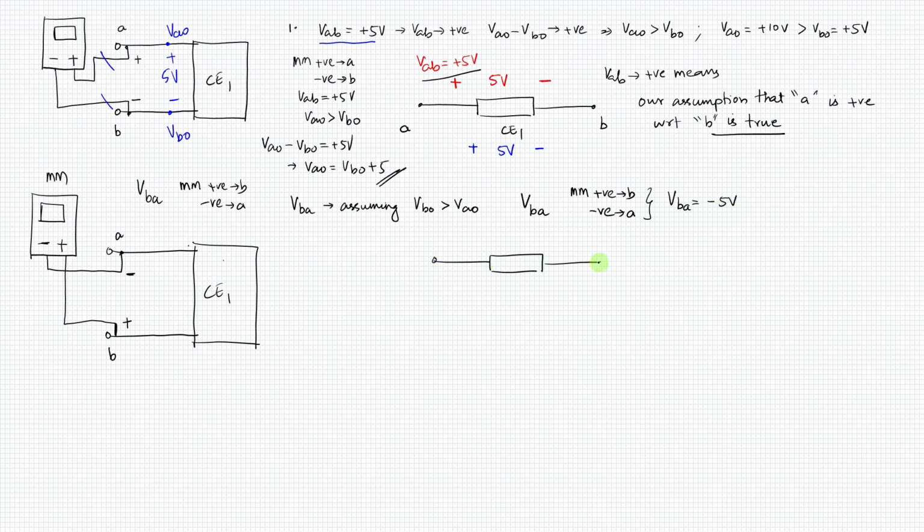This was your circuit element 1, CE1. This is your A terminal, this is your B terminal. You connected the multimeter positive to terminal B, and the negative to terminal A, and you got minus 5 volt. What does that mean? Clearly you saw VBA is a negative value. That means VB0 minus VA0 is a negative value. If VB0 minus VA0 has to be negative, clearly VB0 is less than VA0, which is the same as what we have found here.